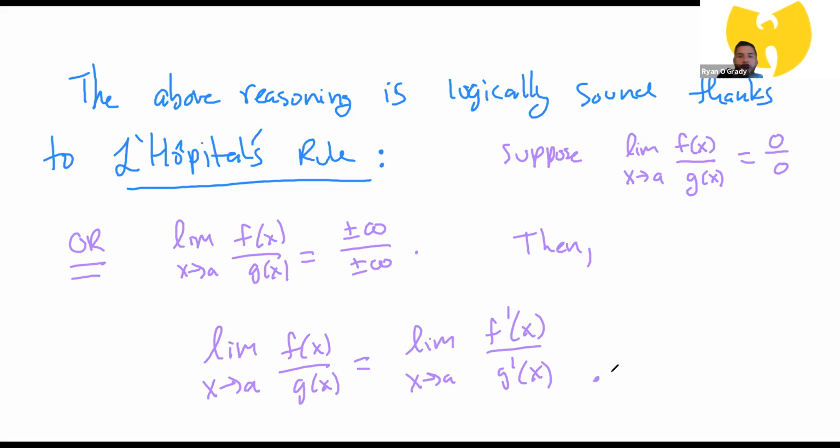Now we want you to think about, why is this true? This is really the reasoning we used on the previous line. What this theorem says, what L'Hopital's rule says, is if this ratio, the limit has a form either 0 over 0, which we had, or infinity over infinity, pluses or minuses are irrelevant, then this limit is the same as the limit of the derivatives.